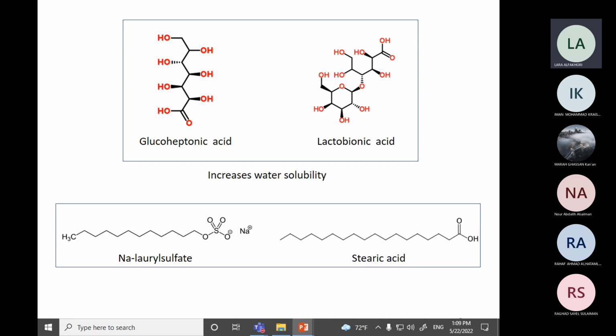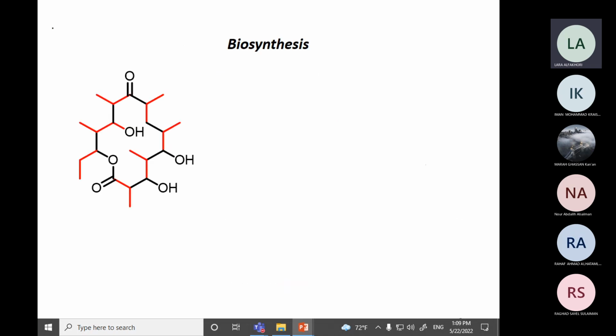What about these salts? These counter ions, if you would generate a lauryl sulfate salt of the macrolide, would it be more water soluble or less? Less. It will be highly lipophilic in that matter. It will increase the lipophilicity way more.